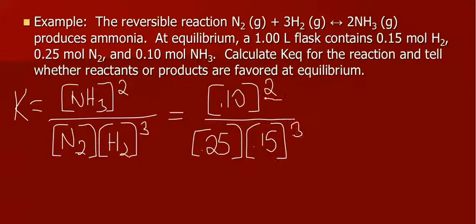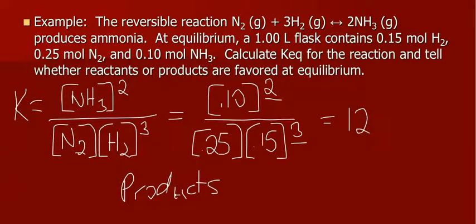Make sure when you enter this in your calculator, you square and you cube those numbers. So you solve it, and you get K is equal to a value of 12. Again, no units. Since K is greater than 1, products are favored at equilibrium. So I have more products than I do reactants at equilibrium.